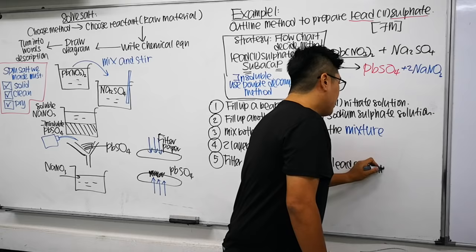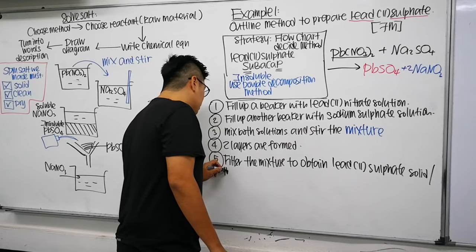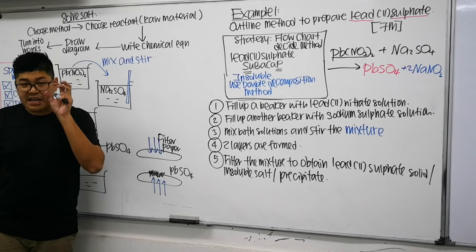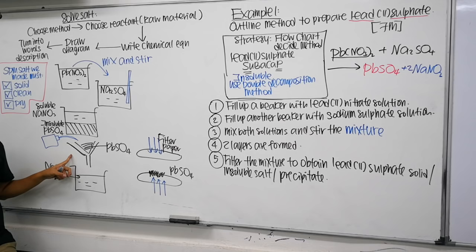Okay, for the lead sulfate, you can use the word solid. If you don't want to write the word solid, you can write insoluble salt, or you can use one more word called precipitate. Okay, you filter the mixture to get a precipitate. Precipitate means the insoluble salt. Get it? So after filtering, you already get the insoluble salt you want. Is it okay?